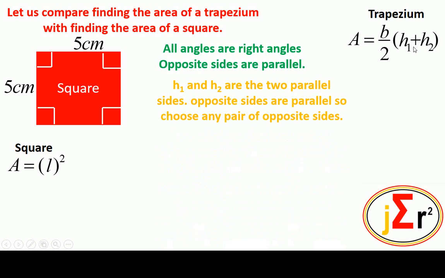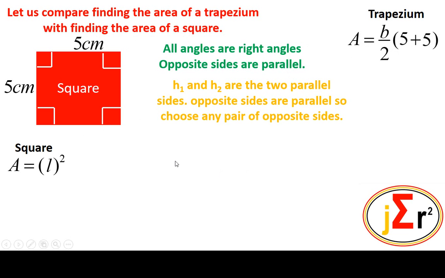H1 and H2 are the two parallel sides of a trapezium, because we are treating the square as a trapezium. Opposite sides are parallel, so choose any pair of opposite sides. In a square, opposite sides are parallel. So if we can get a hold of a pair of parallel sides, then those values will take their places inside of the brackets right there. So we are using the upper and the lower sides of the square. They are equal. The upper is 5 centimeters and the lower is also 5 centimeters.